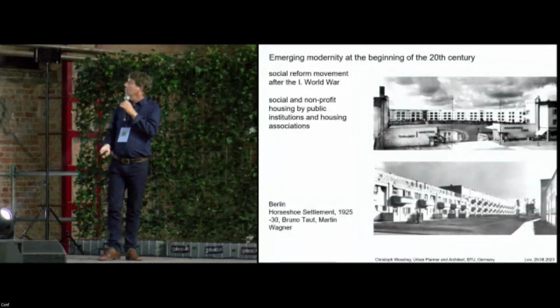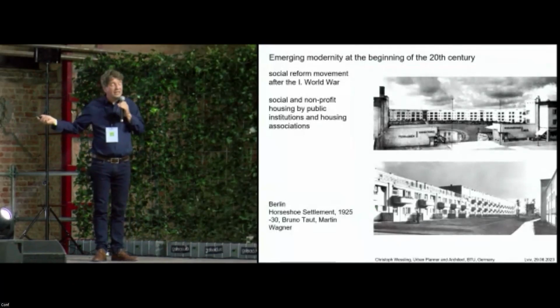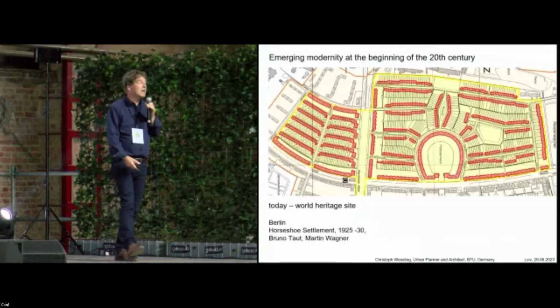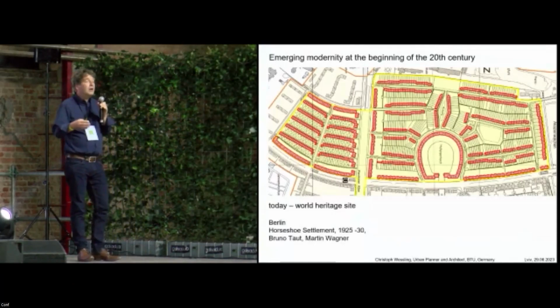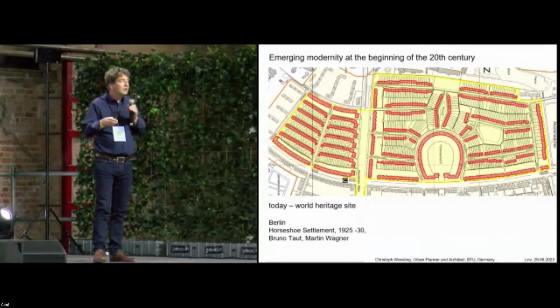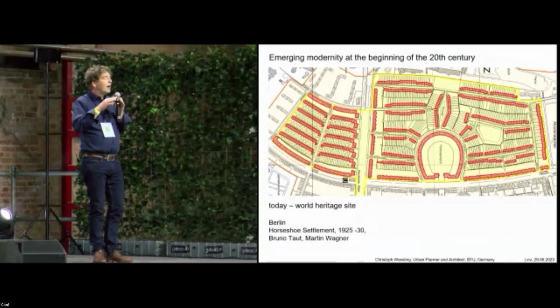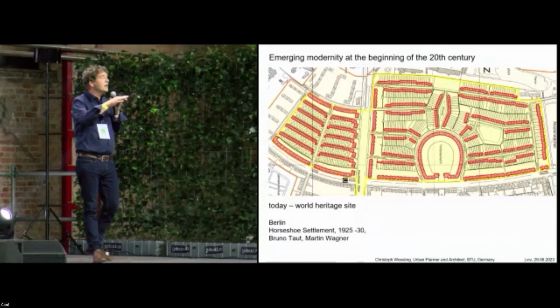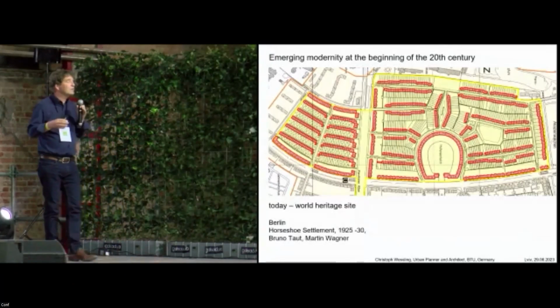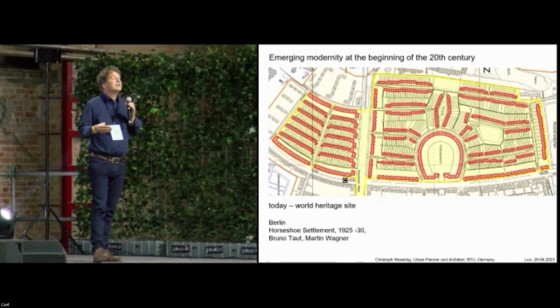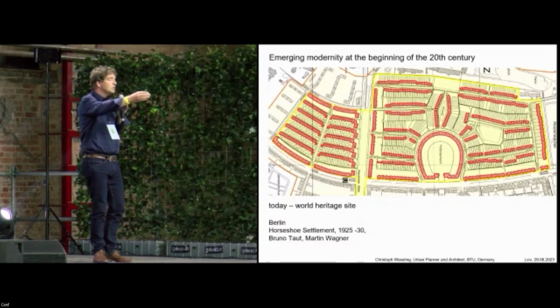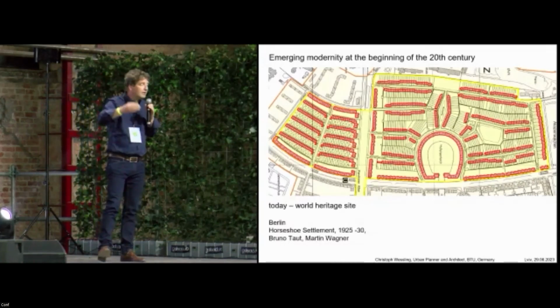Maybe you know the Horseshoe Settlement in Berlin, which is now a heritage site. It was a new residential area only for living, with some small shops for daily use, a kindergarten and a school, but monofunctional, at the edge of the city. You could live there with your own garden, in such a neighborhood, in a totally new situation, and commute with public transport to the inner city or to the working places.